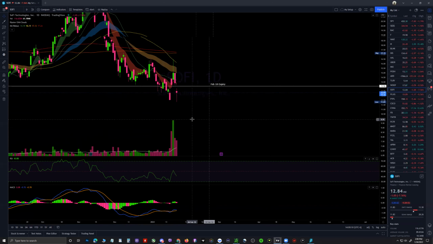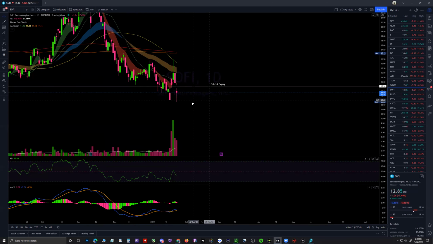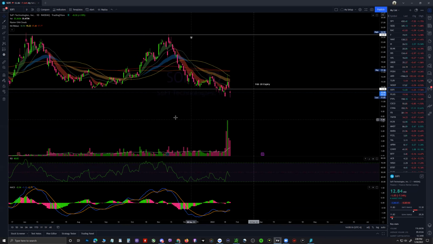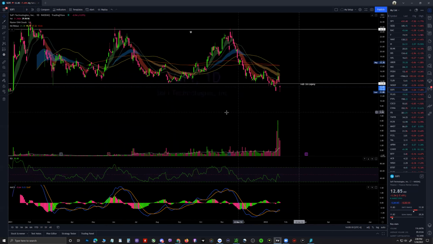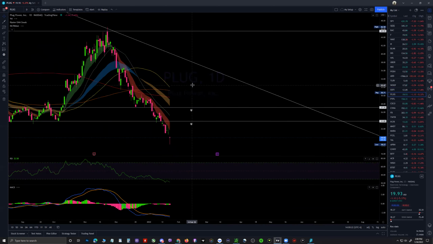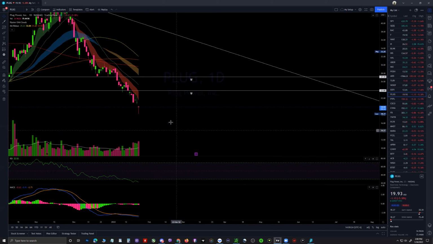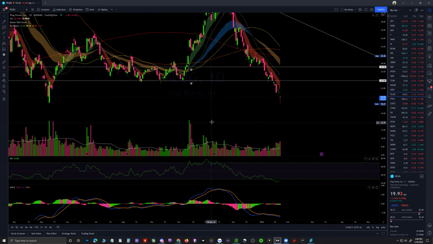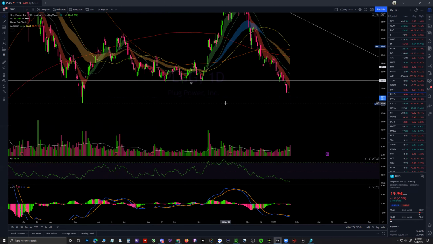Okay, Sophie, another one with a strong buyer's wick at the bottom, but again, I'm just worried about that dead cat bounce. Oh, they're all starting to do that. Plug, however, just looking at this, this looks pretty good.